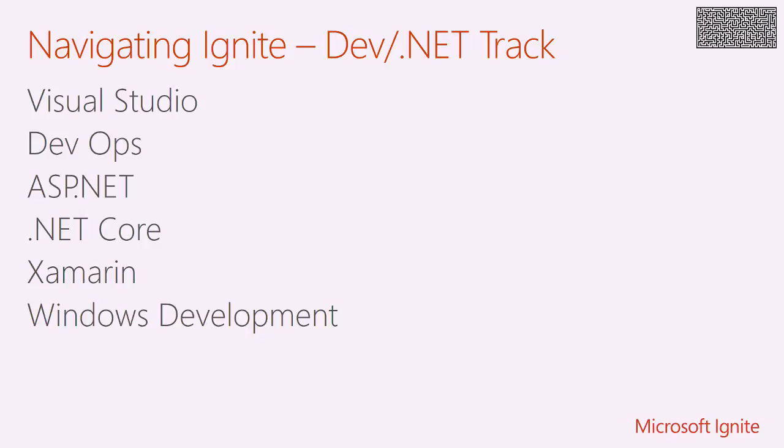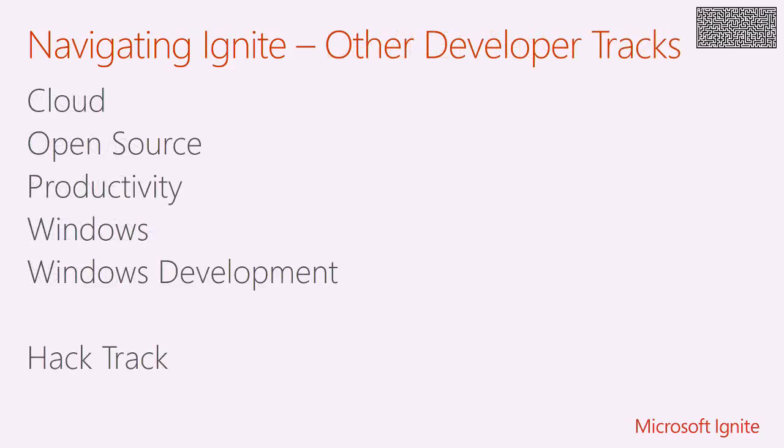Now, of course, it's not just about the .NET and Dev track. There are other tracks with developer content in them as well. The Cloud track has some developer content. The Productivity track has developer content. The Open Source track has developer content. The Windows track has Windows development content in it. And of course, while the Hack track doesn't have developer content, it has some great tips for developers. So do keep an eye out on it.